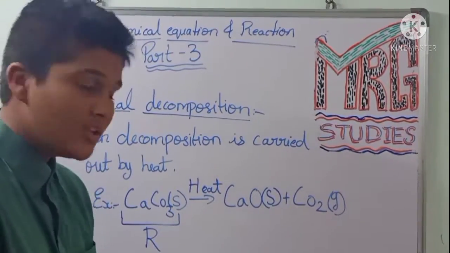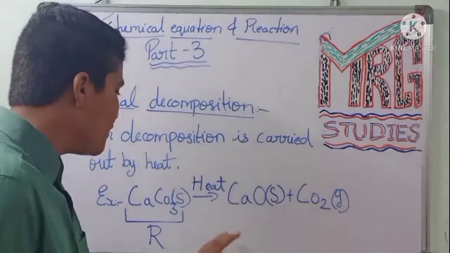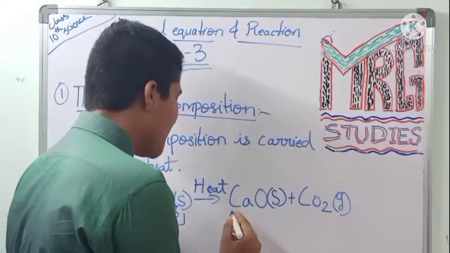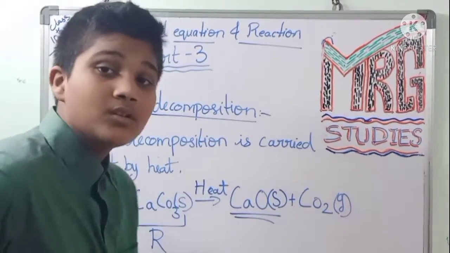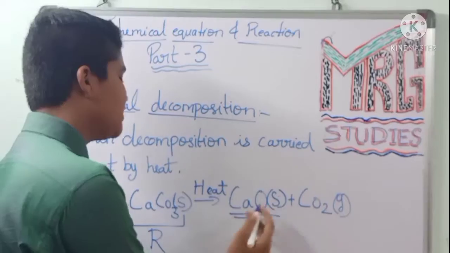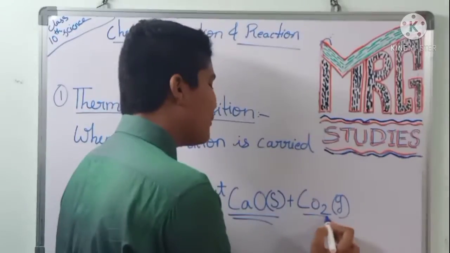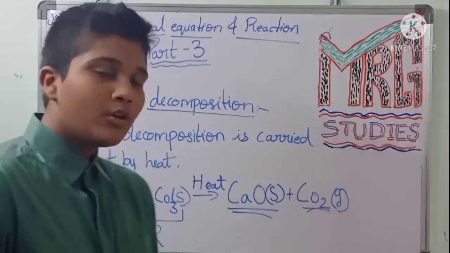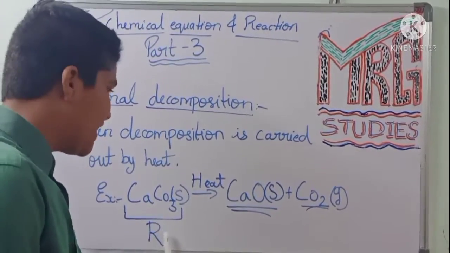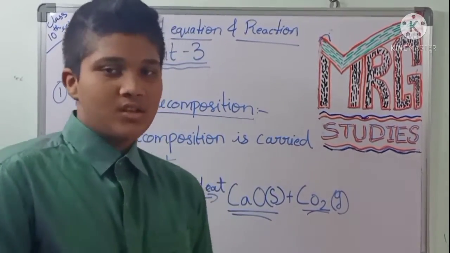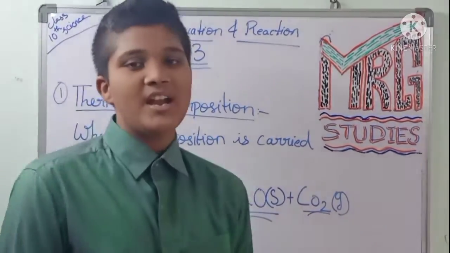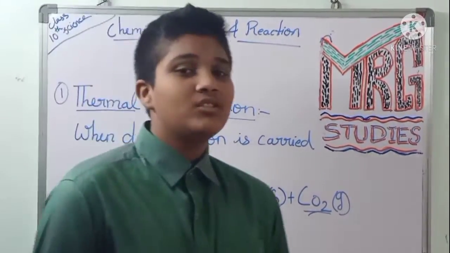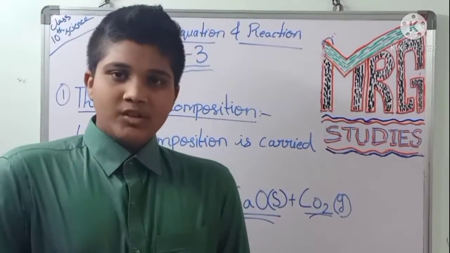So let's see the solution. After doing the chemical reaction, what have we got? Calcium oxide, which is a solid, and carbon dioxide, which is a gas. Because of heat, this single reactant has split into two substances. The first substance is calcium oxide and the second substance is carbon dioxide. I think you have understood what a thermal decomposition reaction is.